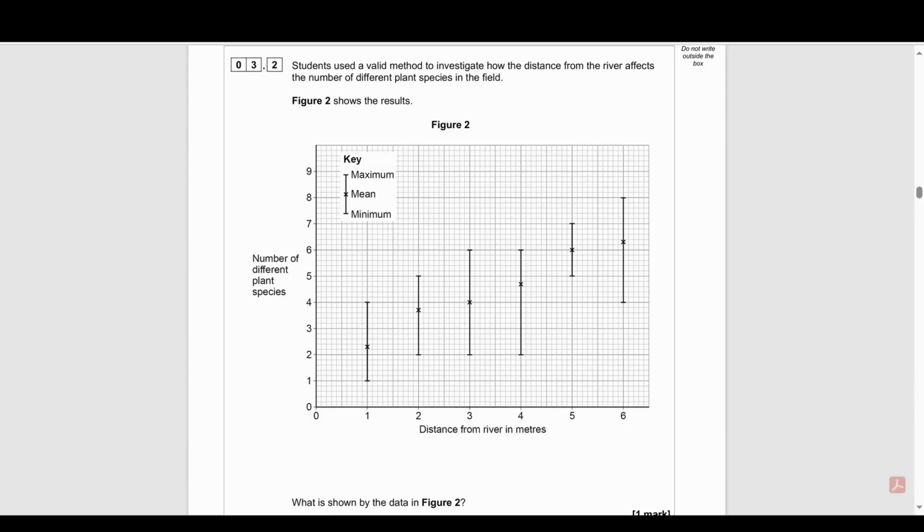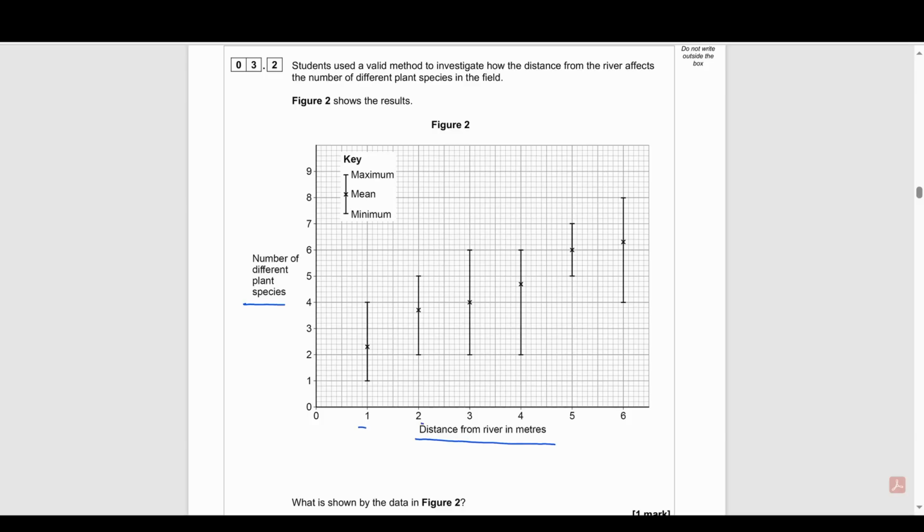3.2. Students used a valid method to investigate how the distance from the river affects the number of different plant species in the field. Figure 2 shows the results. So we've got a graph. Y-axis, number of different plant species. X-axis, distance from the river in meters.